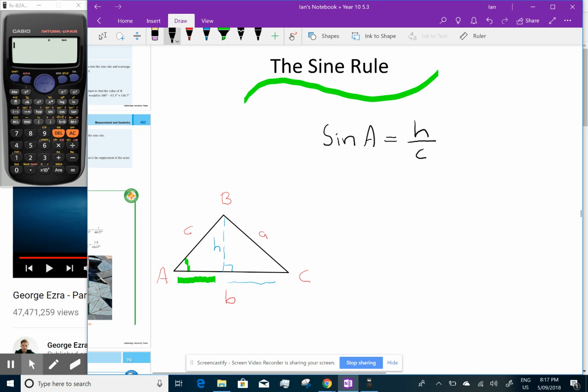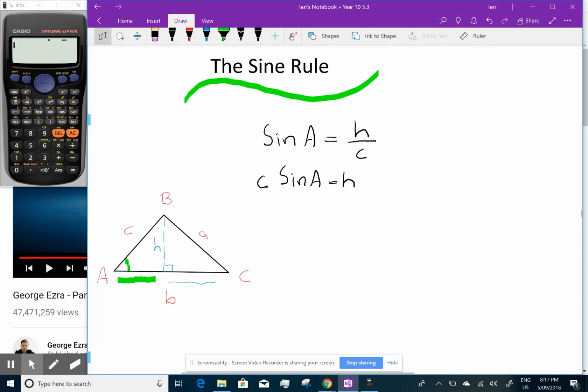Now, because c is a pronumeral, it acts as any other number. I can multiply it across, so I can get little c sine A equals h. Now, if I look at the triangle on the right-hand side and I have a look at this angle in here, I can write something equivalent. I can say sine C equals opposite h over little a. And again, I can multiply the little a across and get little a sine C equals h.